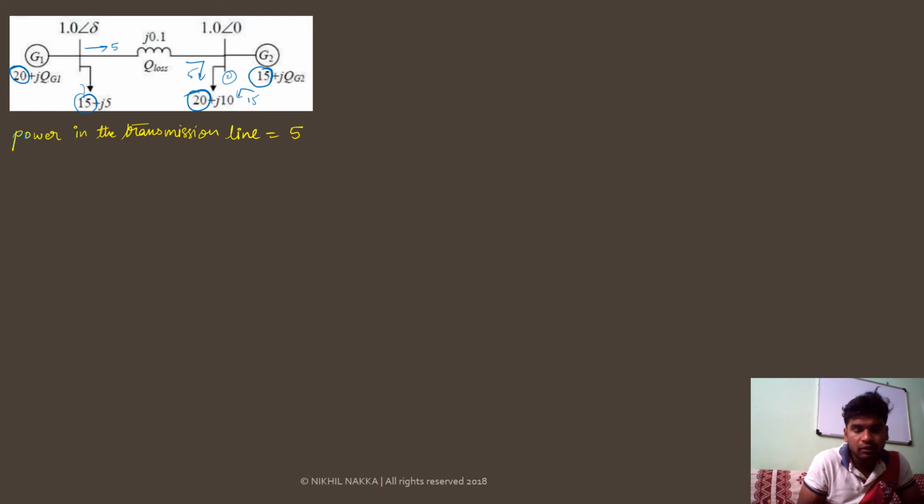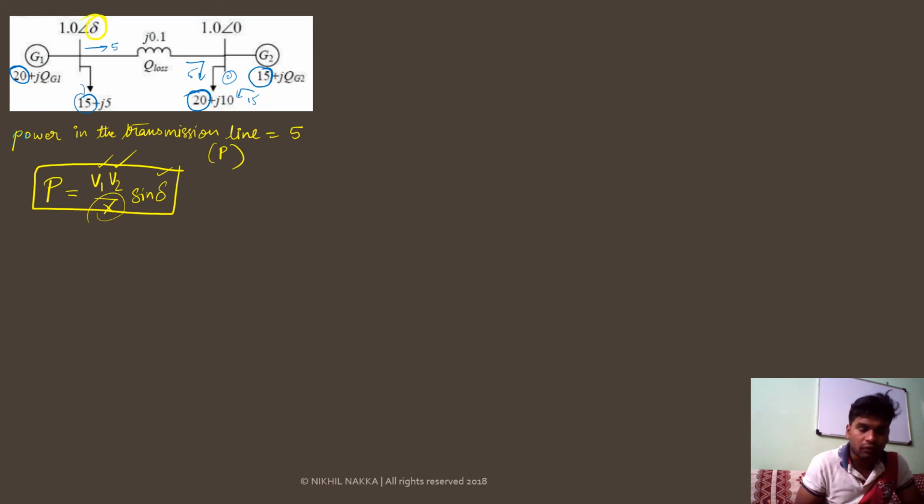How much? 5. Okay, active power. I'm just talking about active power. So what is the power relation for power transmitted by a transmission line? That is P is equal to V1 V2 by X sine delta. Many of you are conversant with this formula. V1 is the sending end voltage, V2 is the receiving end voltage, X is the reactance of that line, and delta is the angle, isn't it?